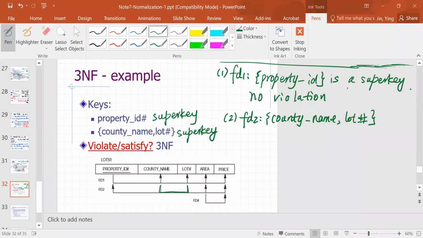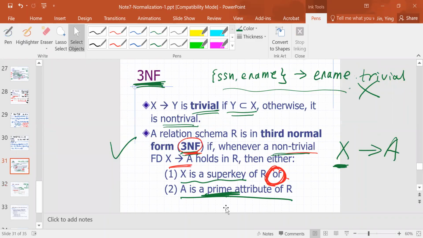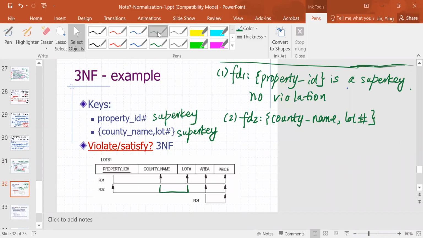Okay, so this one, we want to see whether the left-hand side is a super key or not. It is okay to check the second condition first. Nothing wrong, you can check this first. Since this is given here, any key is a super key, so this is the super key. And this one tells you FD2 satisfies the normalization.